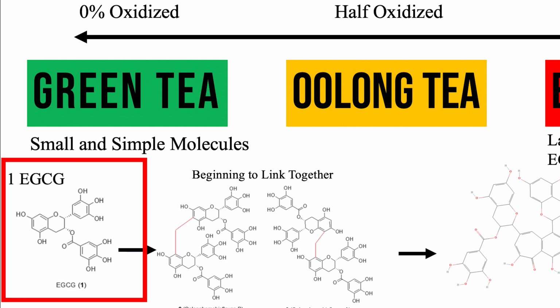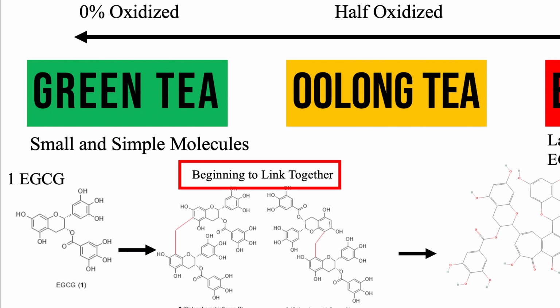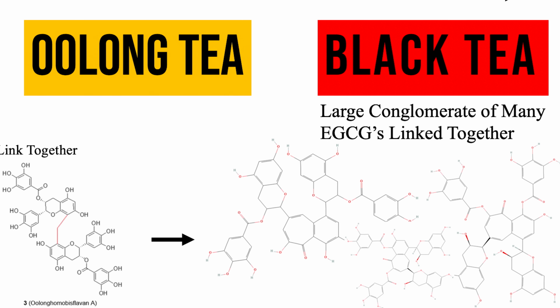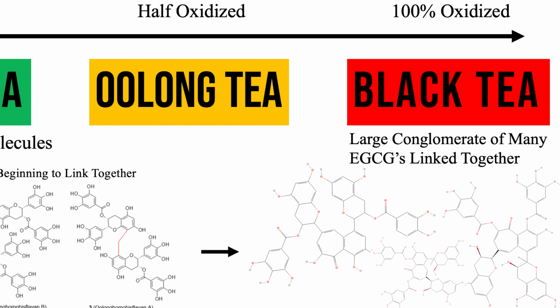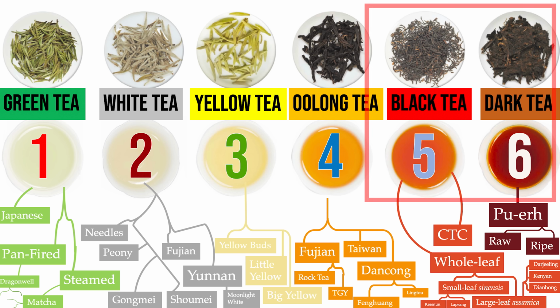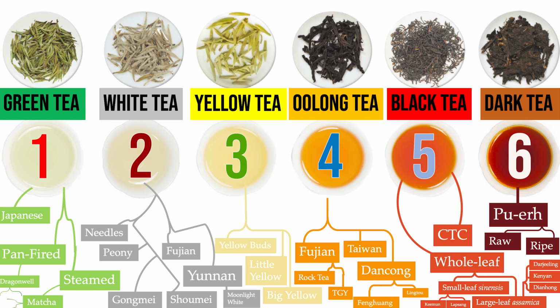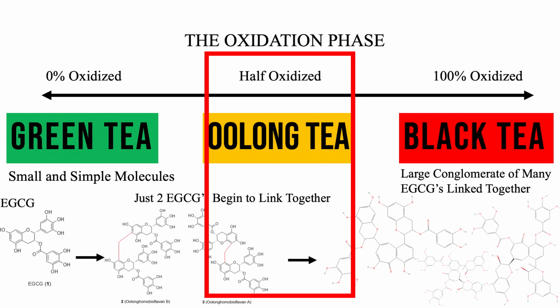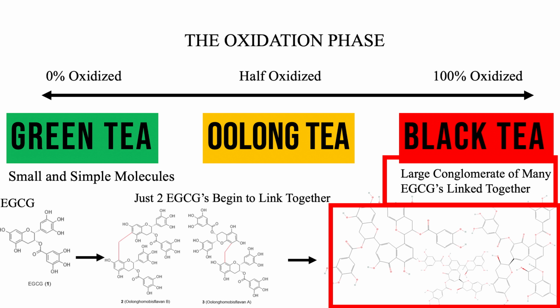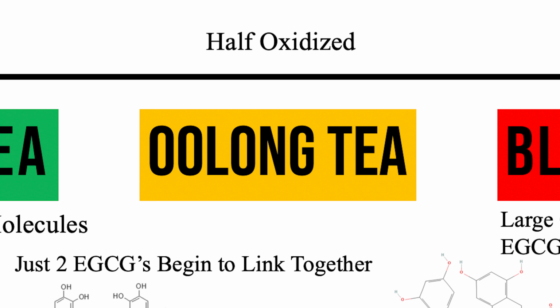But the important part is that during this oxidation phase, you have relatively small and simple molecules, most commonly EGCG, starting to link together and form larger conglomerate structures that transform the color and flavor of the tea. With heavy oxidation, you might have 5 or more of these EGCG molecules all smashed and mashed together. And that's what you commonly see with black tea or white pu'er. These are heavily oxidized teas. But right in the middle, right halfway along the journey of going from a monomer to one of these large, big black tea conglomerates, you have oolong tea polyphenols.